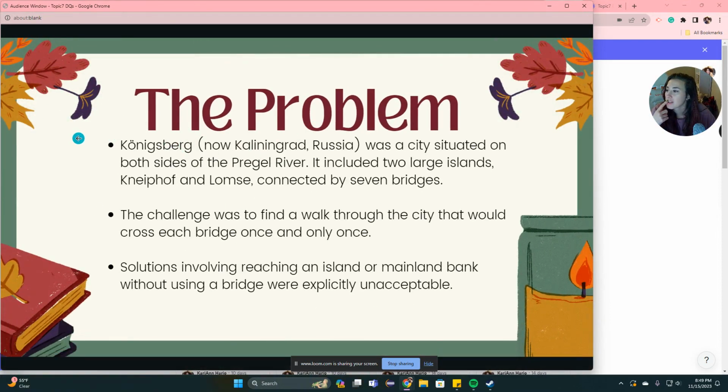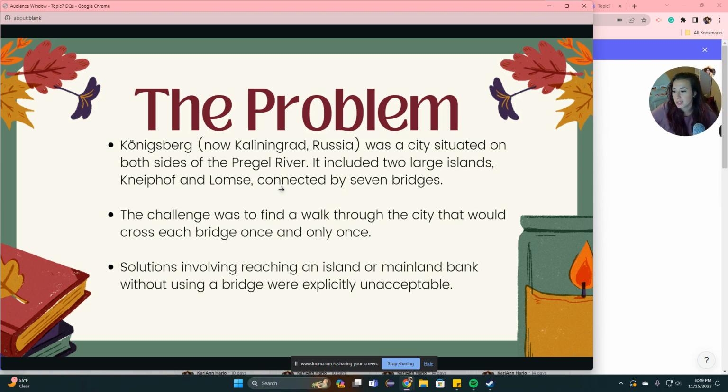So this is all about the 7 bridges. So the problem is, I can't pronounce this guy's name. The city, now Kaliningrad, Russia. The city in Russia was situated on both sides of this river, and it included 2 large islands connected by 7 bridges. The challenge was to find a walk through the city that would cross each bridge only once.